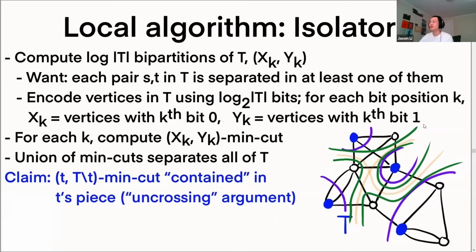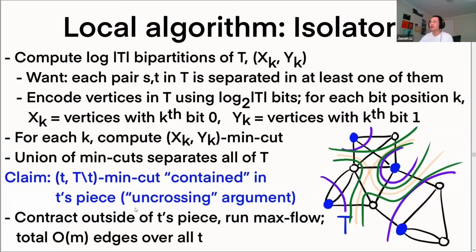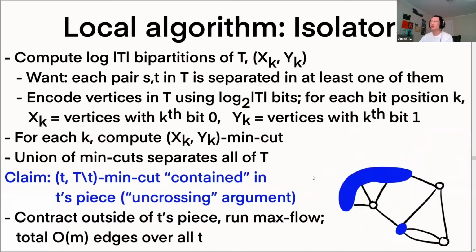So this is done using a simple uncrossing argument that is popular in graph cut algorithms based on this idea of submodularity of cuts. And finally, this is nice because for each vertex T, we contract everything outside of T's piece into a single, let's say, gigantic blue vertex, and just run s-t max flow where s is the vertex T and t is this giant blue vertex.